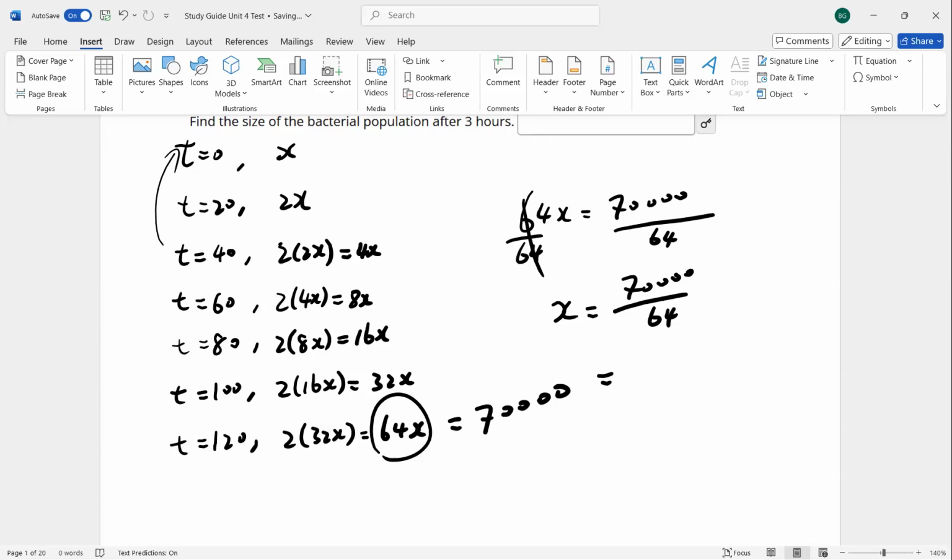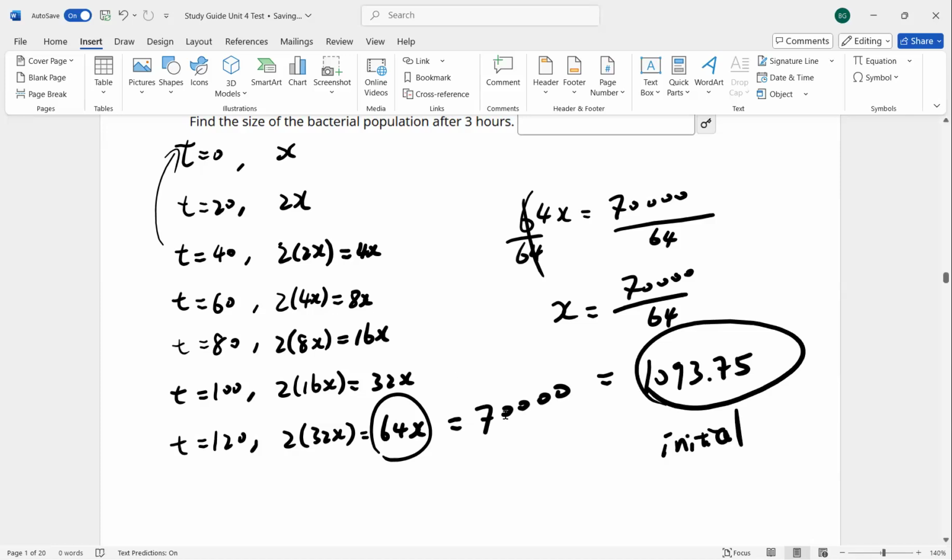Let me get a scientific calculator. You might not see it because it's a different app, but you can calculate this quotient easily, right? 70,000 divided by 64 gives 1,093.75. That's the initial population.